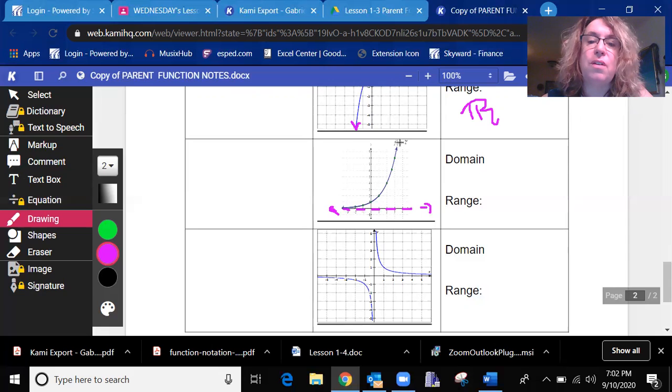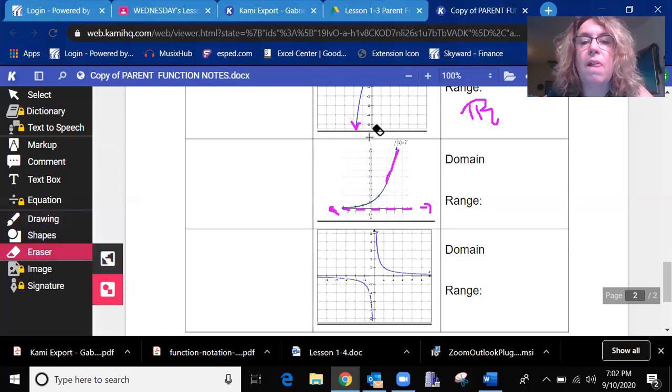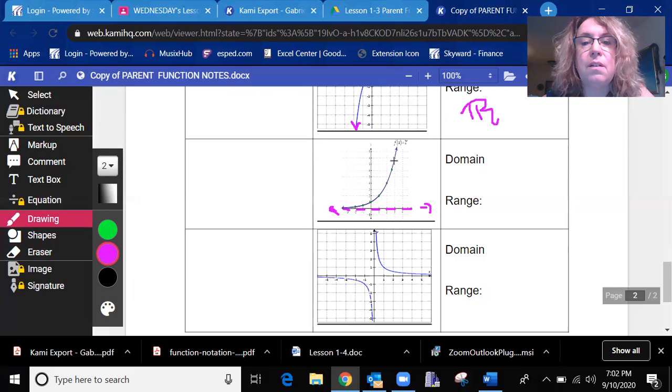So this graph, if I'm coming from this direction, it's getting closer and closer and closer. I'm going to follow it. It's getting closer to that pink line that I wrote. Closer, closer, closer, closer. And right here where it looks like it's touching, it's not touching. It's getting closer and closer, but it never is touching that.